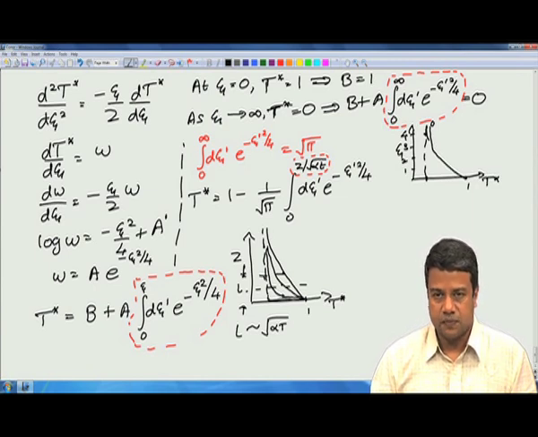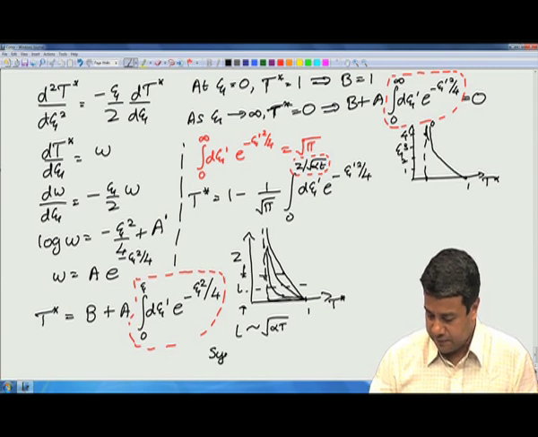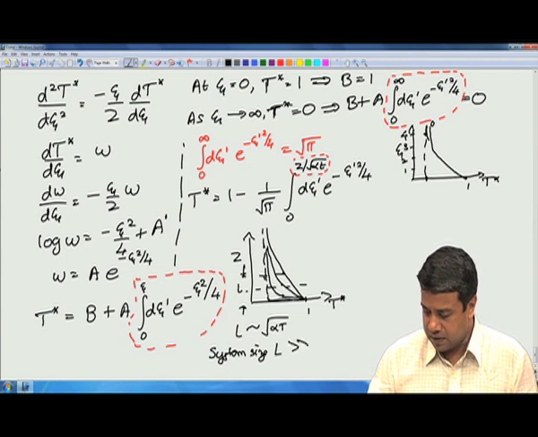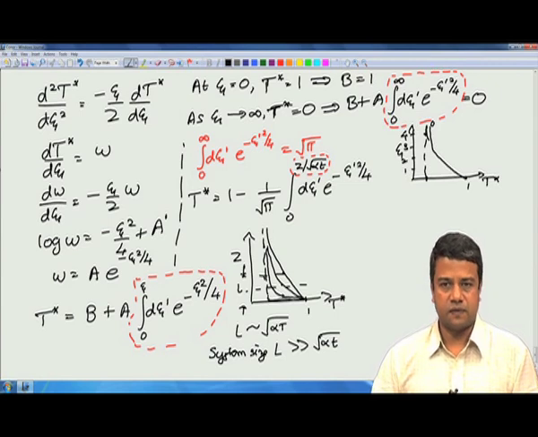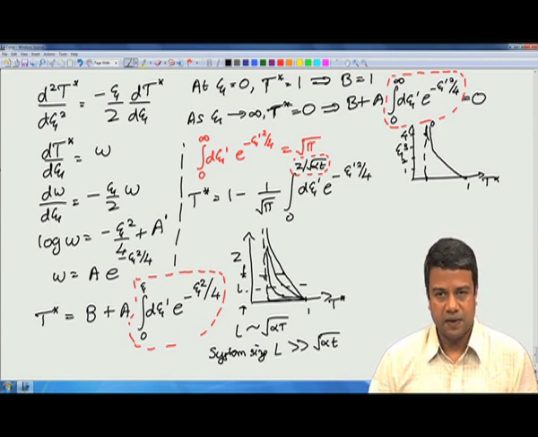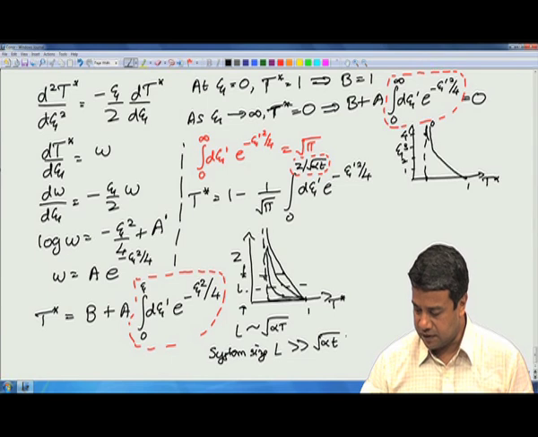So, the penetration depth is basically some constant times square root of alpha t, and this increases proportional to t to the half. So long as my system size L is much larger than root alpha t, I can assume that the fluid is an infinite fluid. Once L becomes comparable to root alpha t, then this approximation is no longer valid. This is infinite fluid.